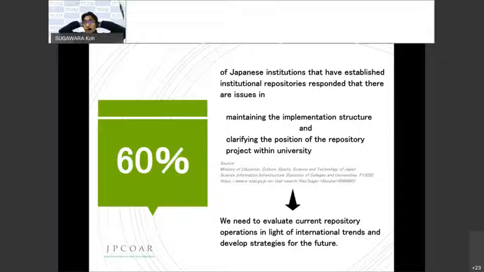I'm reposting the slide that I showed at the beginning of this presentation. I explained that a number of institutions in Japan are facing issues in maintaining their implementation structure and clarifying the position of the repository project. I believe that if we can understand the repository's strengths or weaknesses and improve its usability with the framework and checklist, stakeholders in our institutions will fully understand the significance of our repository.